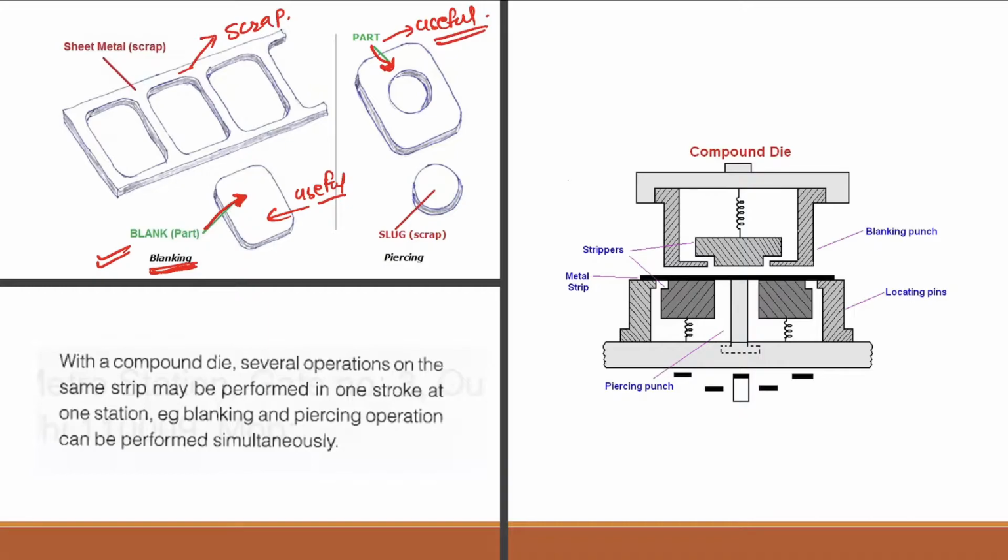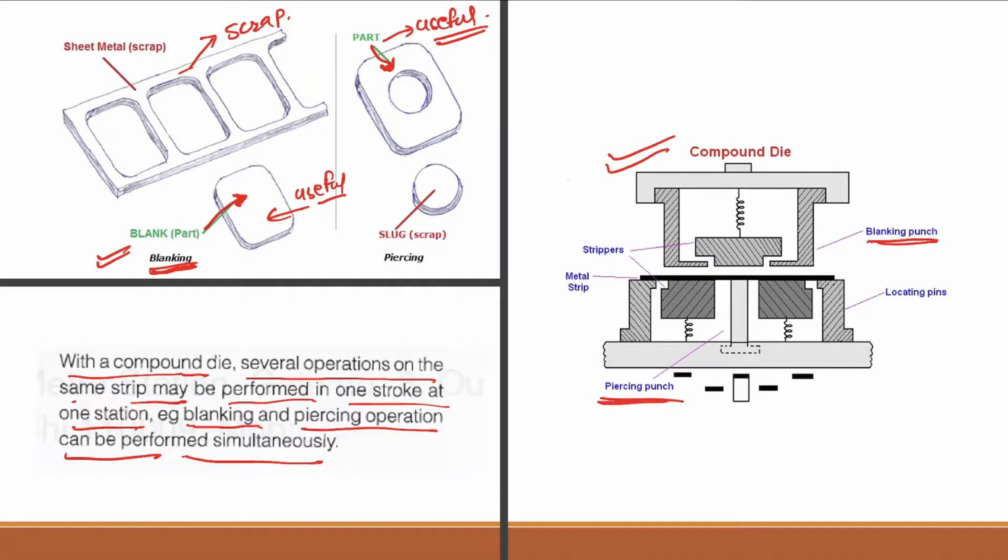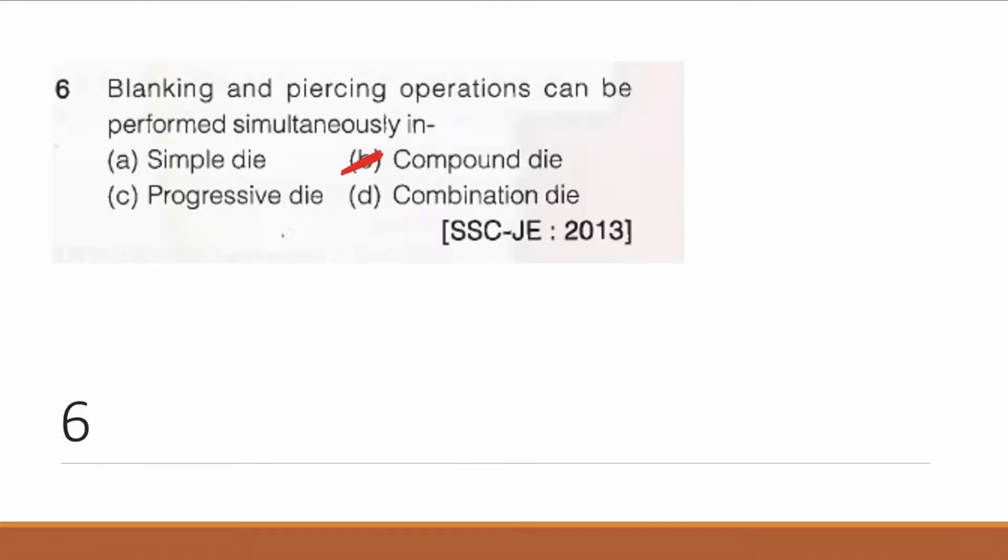Now here you can see the explanation. With a compound die, several operations on the same strip may be performed in one stroke at one station. Example, blanking and piercing operation can be performed simultaneously. Here you can see, right, this is a compound die. Here you can see a blanking punch as well as a piercing punch. That's why blanking and piercing operations can be performed simultaneously in a compound die, right? So we move on to the next question. This is a very important question actually, asked in SSC JE 2013 examination.